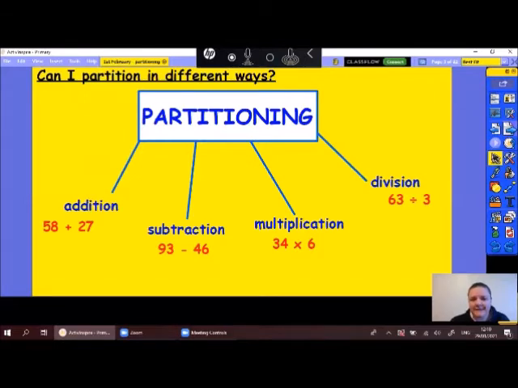If we were subtracting, we might have 93 take away 46. If I was doing that mentally, I would start with 93 and I'd maybe take away the 40 first, so I'd partition the 46. I'd take away the 40 first and then take away the 6.